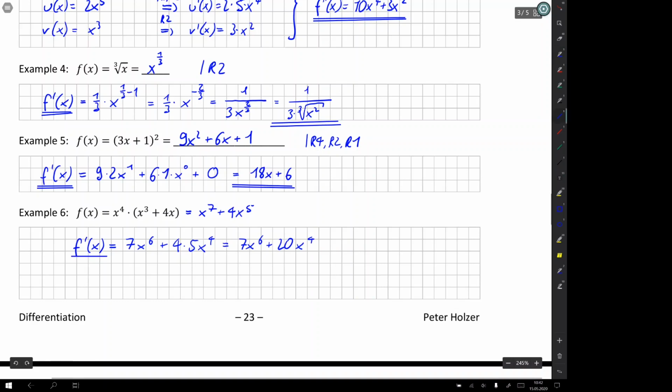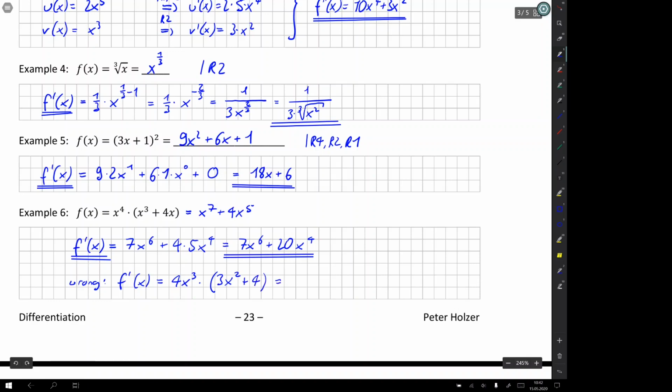Just to show you what might happen if you did it wrongly. I could think I'll do just the multiplication the same. So I'll take x to the power of 4, which is 4x to the power of 3, times the bracket. Then the bracket would be the derivative of the bracket, 3x squared plus 4x. The derivative of 4x is just 4.